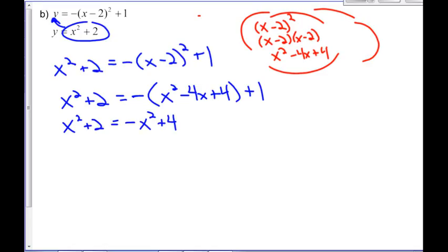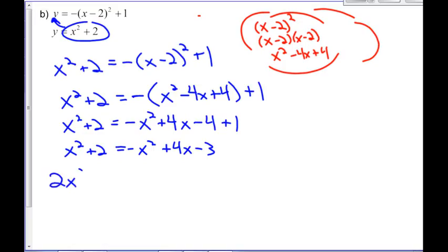Okay, and we're just working our way through here. So this is positive 4x minus 4 plus 1. Keep going. Positive 4x minus 3. I know it's a quadratic, so I need to make one side 0. I'll add x squared to both sides. I'll subtract 4x, and I'll add 3. And now I need to solve this.